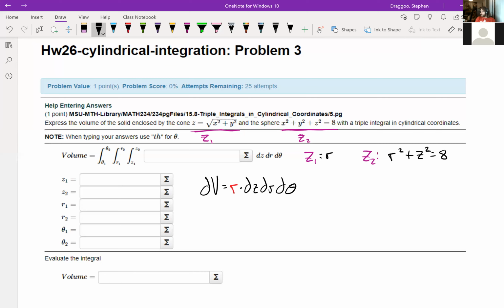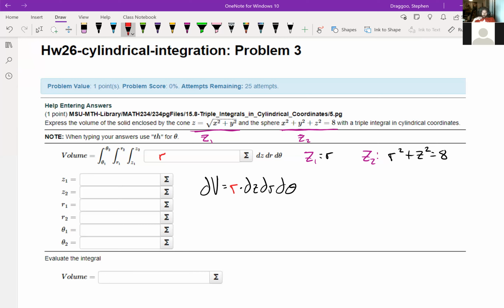And the last bit we should do is talk about what it is that we actually want to integrate. We're just looking for the volume of this thing, so we only want to be integrating dV. But don't forget that in cylindrical coordinates, the volume differential dV is r times dz dr d theta. So there's that extra factor of r because we're in cylindrical coordinates.